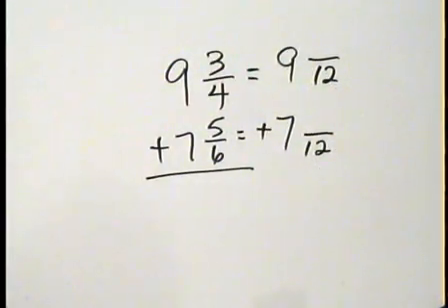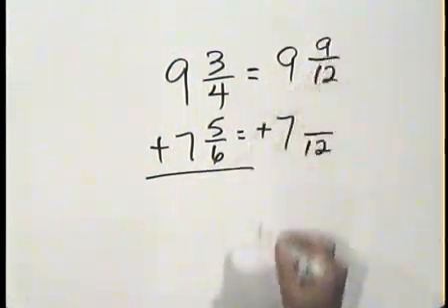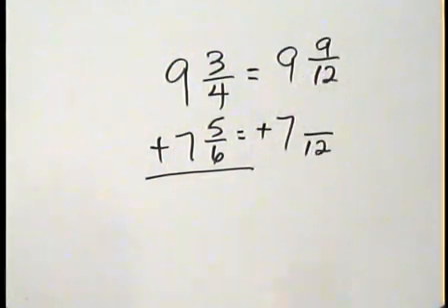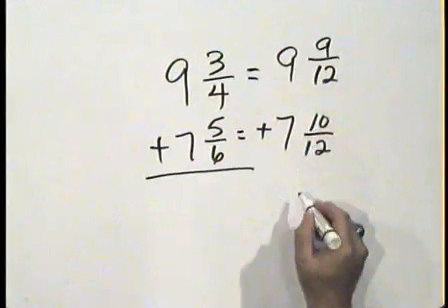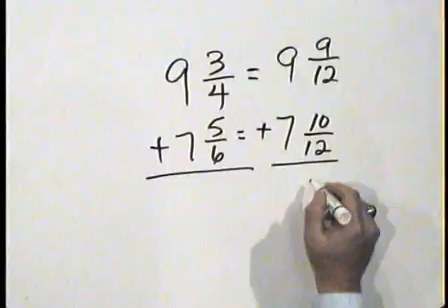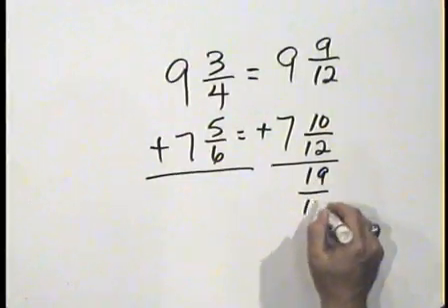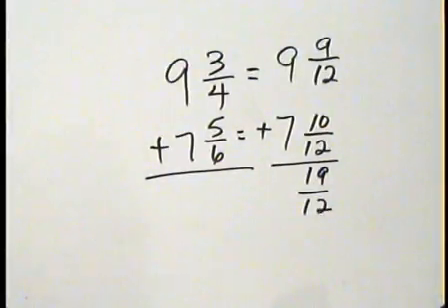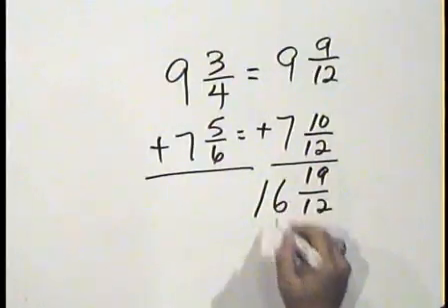Completing the equivalent fractions, 4 times 3 is 12, 3 times 3 is 9. 6 times 2 is 12, 5 times 2 is 10. And now, since I have a common denominator, I can add. 9 and 10 is 19 twelfths. 9 plus 7 is 16.